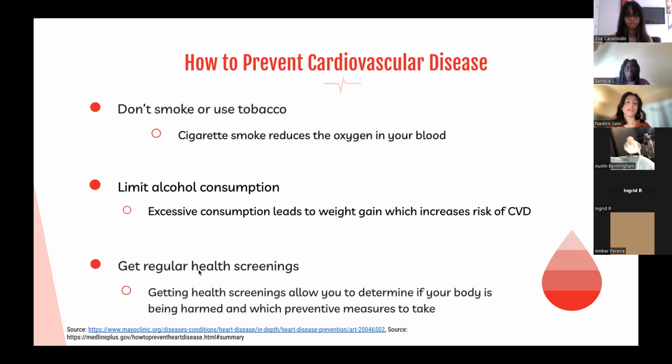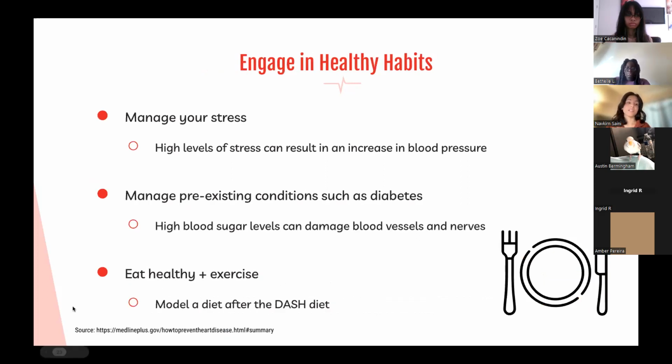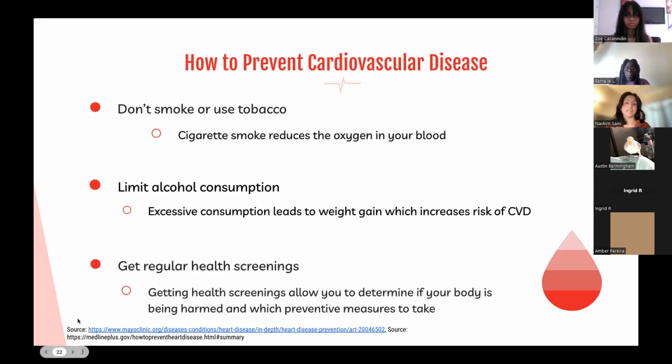And you should get regular health screenings. This is very important because with regular health screenings, you're able to see where your overall health is. And most importantly, when looking at preventative health, health screenings are the number one key in preventing cardiovascular disease and diabetes itself. So health screenings are very important. And other things like having access to insurance are also incredibly important.